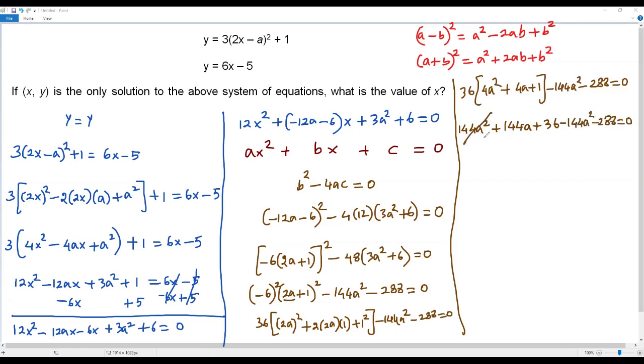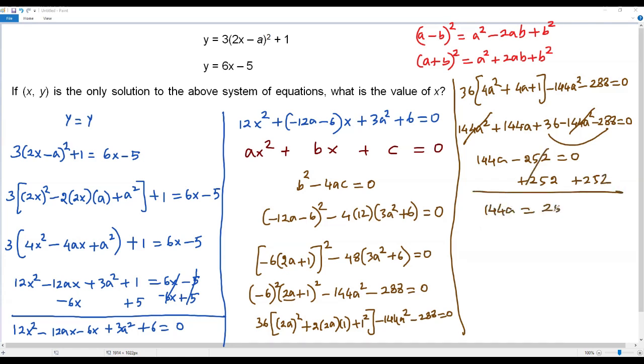This positive 144a square and negative 144a square will become 0. Then we get 144a. When I combine this 36 and negative 288, I'm getting negative 252 equals 0. Okay, now let me add 252 to both sides to solve for a. So this one will cancel. I'm getting 144a equals positive 252.